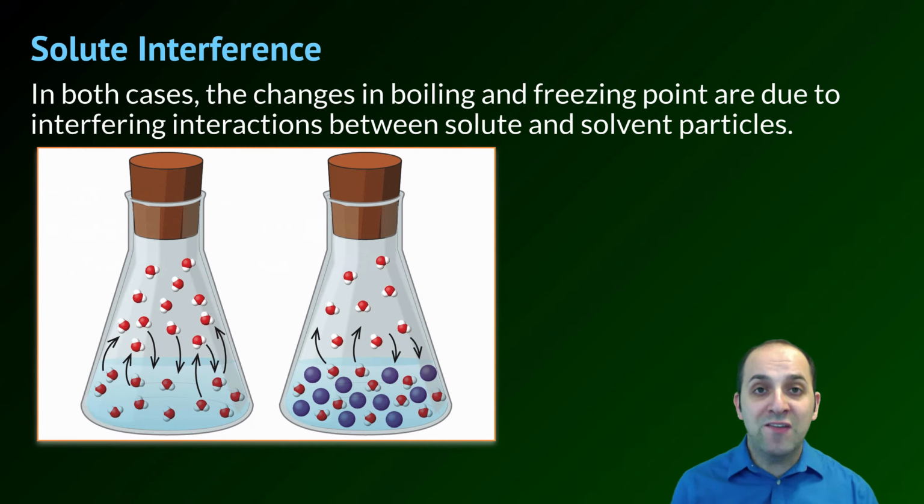When a solution freezes, the solute particles interfere by getting in the way of the solvent particles as they form the crystal lattice, that regular repeating three-dimensional structure that is characteristic of the solid phase of any substance. The more solute particles that we have, the more that those particles interfere with the formation of the solvent's crystal lattice, and the more energy we have to remove before a solid can form.